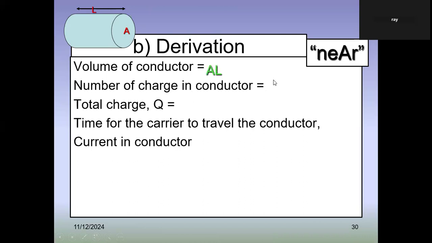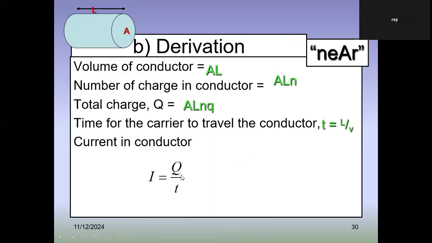Number of charge carriers in the conductor: number per unit volume times volume is the total charge carriers in the volume. And total charge is number of charge carriers times Q, where Q is the charge on the charge carrier. Time for the carrier to travel the conductor is L over v, if v is the average drift velocity of the carrier and L is the length.